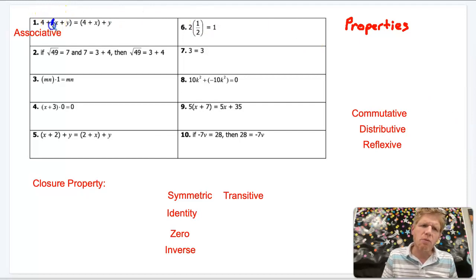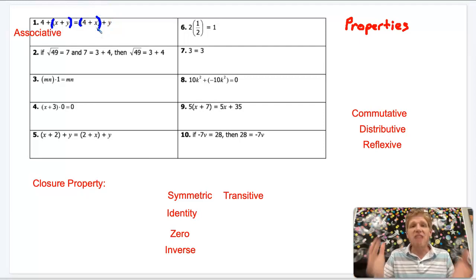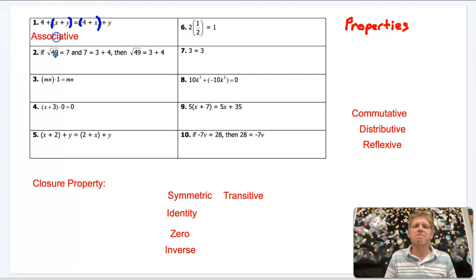In our particular problem, we have two identical expressions on either side of the equal sign, except for one thing. Over here we have 4 plus x plus y, and over here we have 4 plus x plus y. The only thing that has changed is the way that we group them. The order hasn't changed. Nothing else has changed, only how we've grouped them in parentheses. This is the associative property. Anytime you look at an expression and the only thing that has changed from one side to the other is how they're grouped in parentheses, that's the associative property.